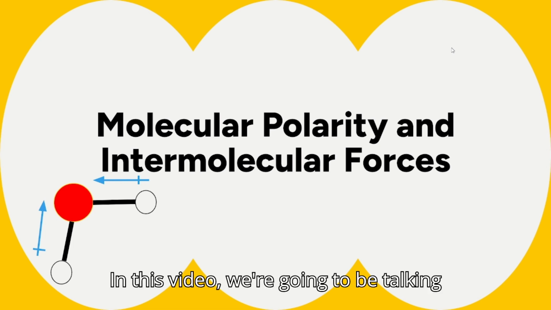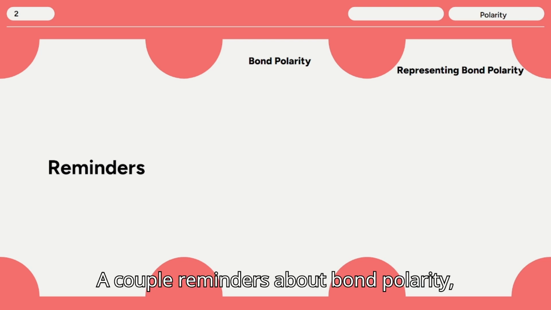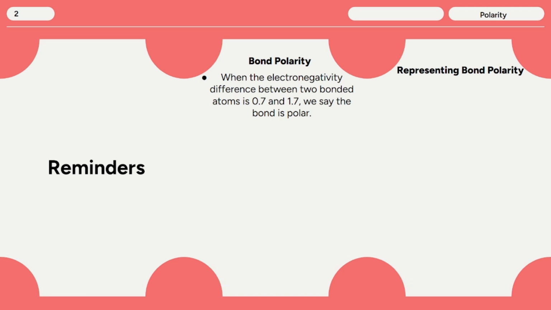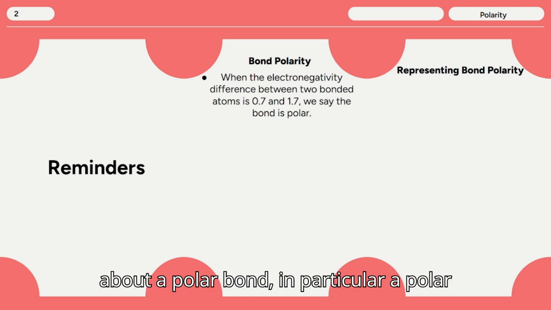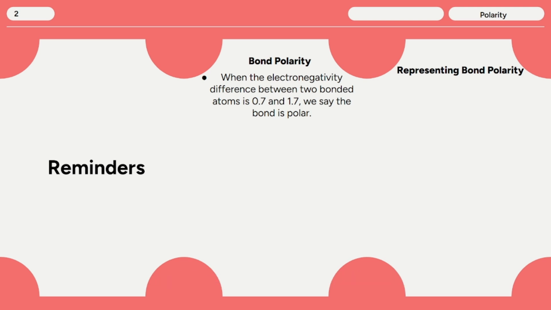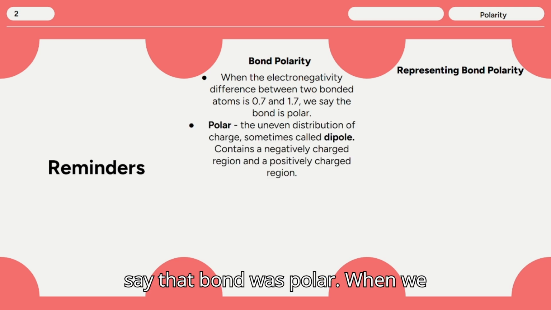In this video, we're going to be talking about molecular polarity. A couple reminders about bond polarity, which we have covered in a previous unit. We want to remember that when we talk about a polar bond, in particular a polar covalent bond, we said that the difference between the electronegativity was between 0.7 and 1.7, and we would say that bond was polar.